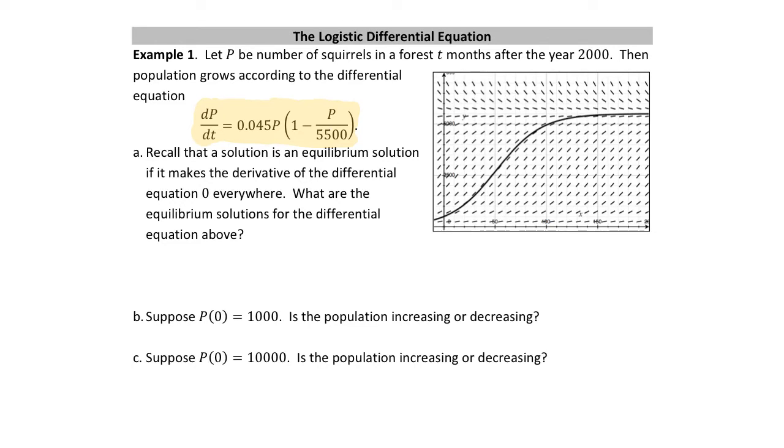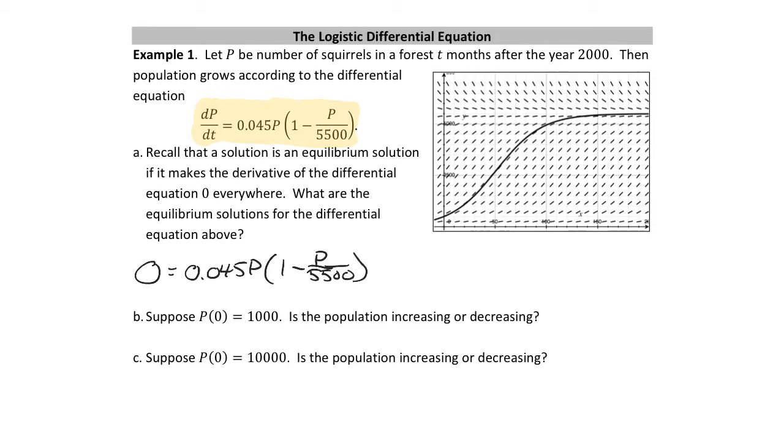At some point you probably learned that an equilibrium solution is a function, in our case a function P, that would make the derivative 0 everywhere. So we want to know what the equilibrium solutions are for our particular function. In order to make the derivative 0, we would end up with this equation: 0 equals 0.045P times 1 minus P divided by 5,500.